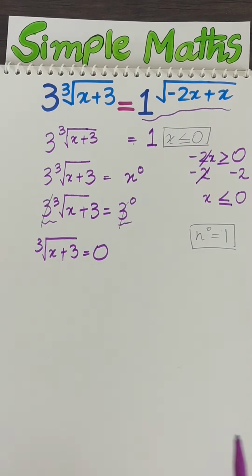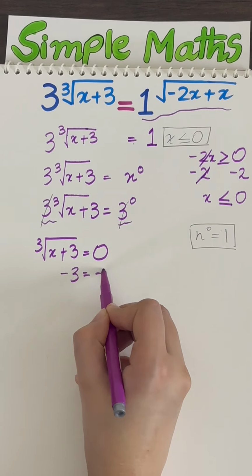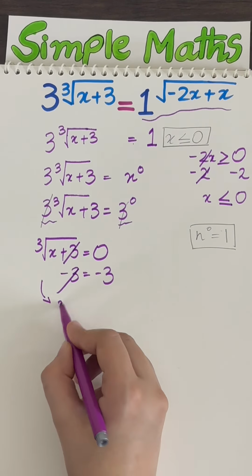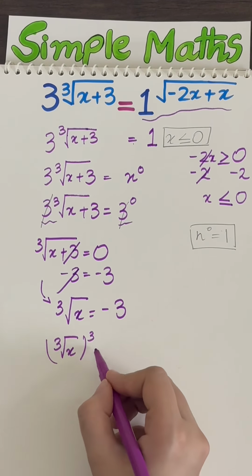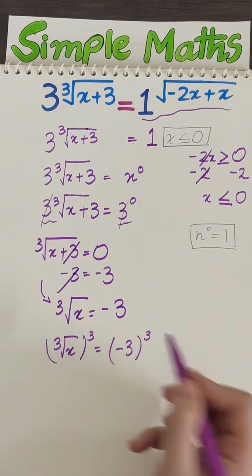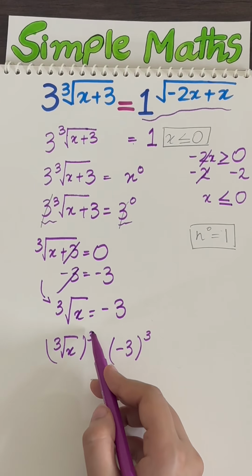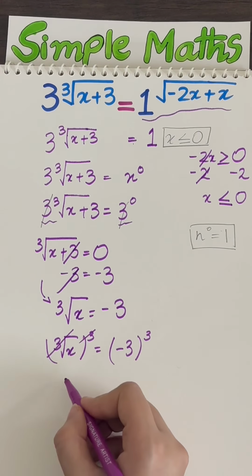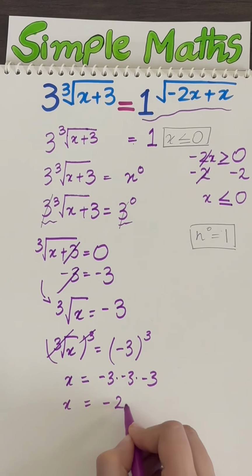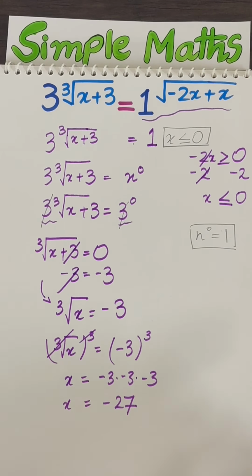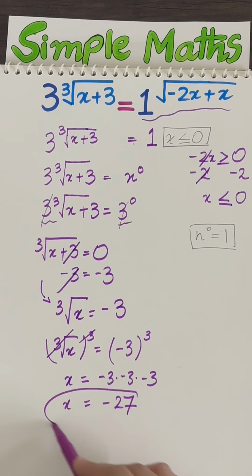Now from here, we can subtract 3 from both sides of the equation. That'll give us cube root of x equals negative 3, and then to get the x all by itself, we can cube both sides. On the left-hand side, the cube root and the cube will cancel each other out, leaving us with x. And then on the right-hand side, negative 3 cubed is negative 27. And that is the answer to our question.